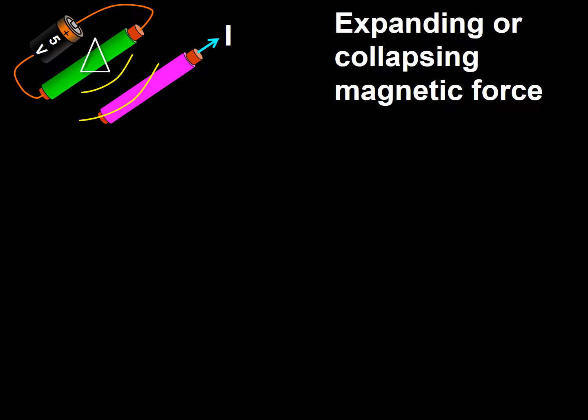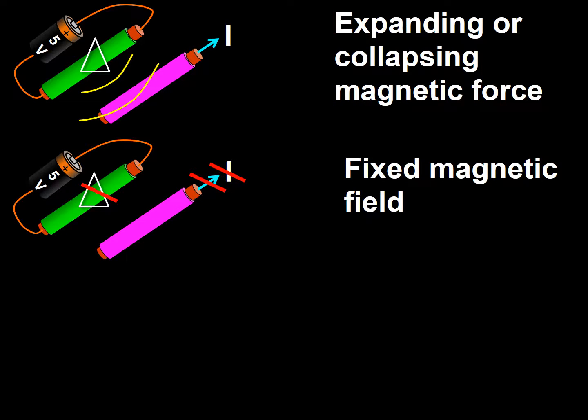When current is changing in the primary wire, color green in this frame, current will occur in the secondary wire, color magenta in this frame. When current is not changing in the primary wire and the secondary wire is still, current will not occur in the secondary wire.